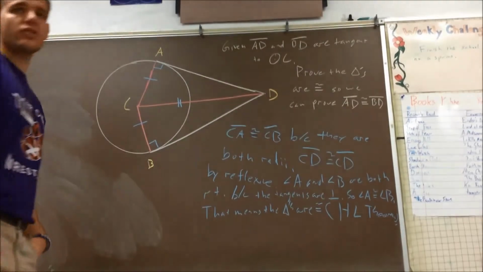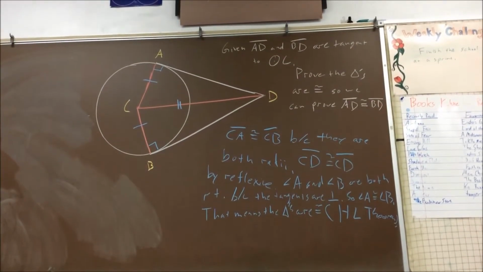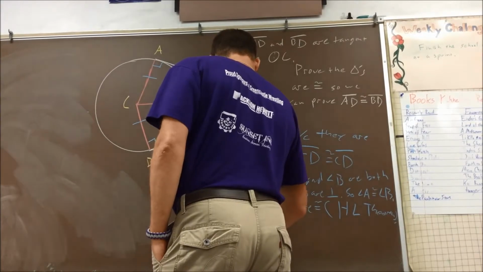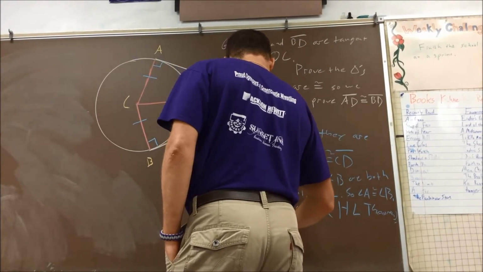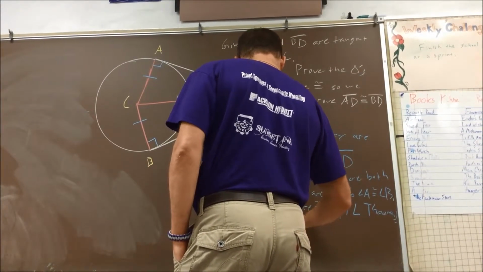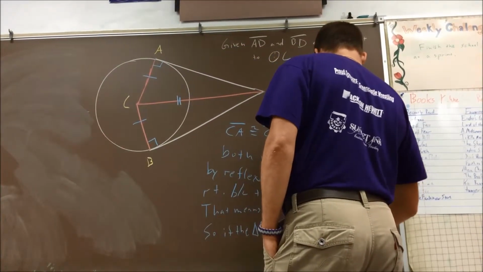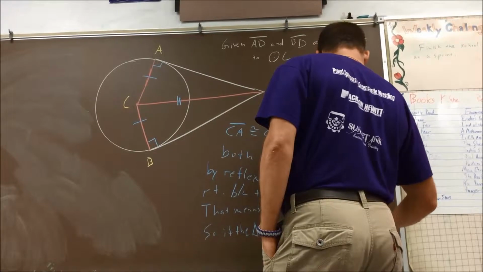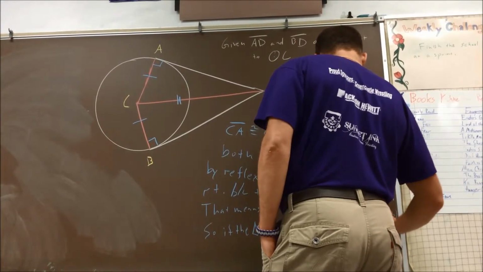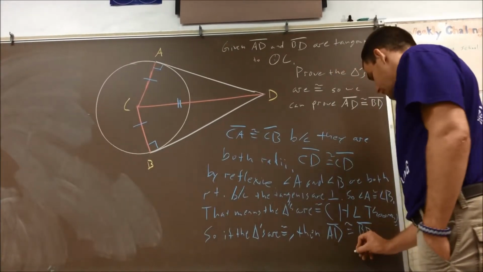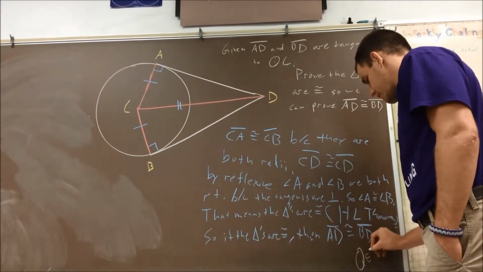So then, if the triangles are congruent, that means everything's congruent, correct? Then AD is congruent to BD, by CPCTC. That's the definition of congruent triangles. Throw a QED on the end.